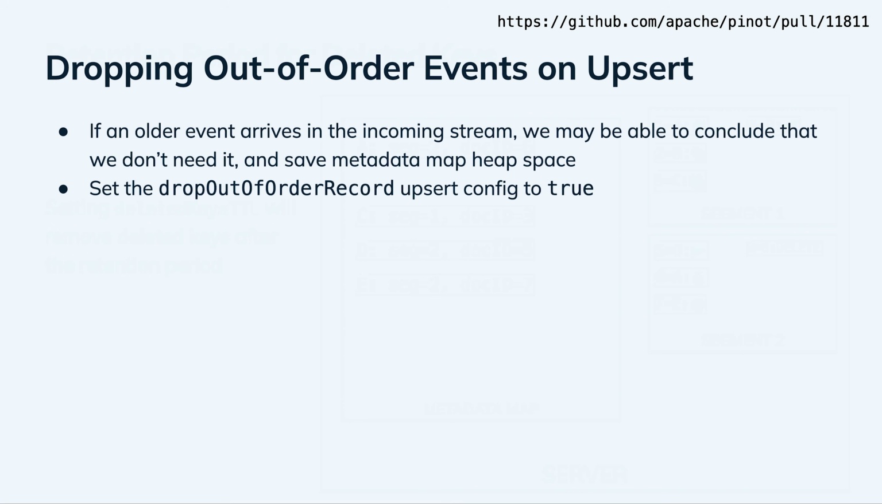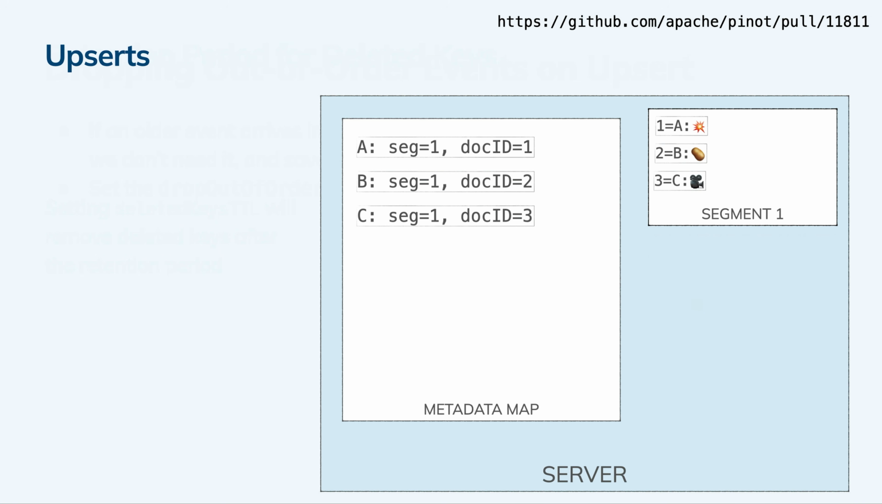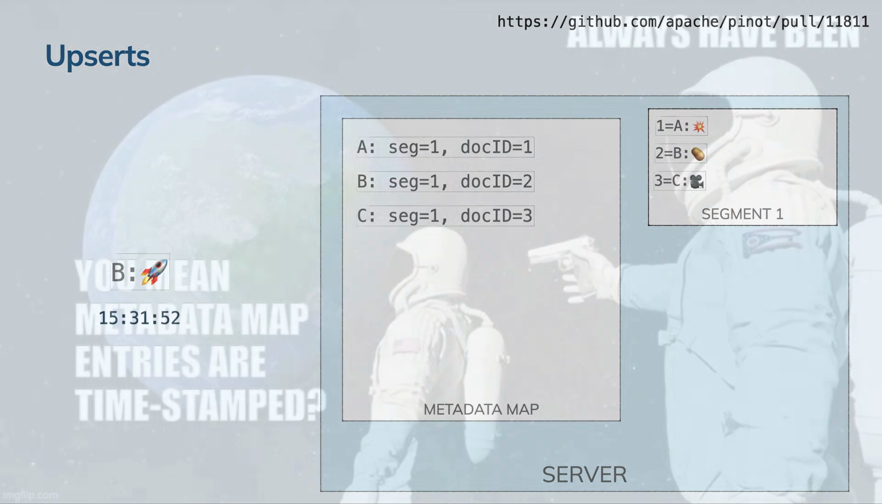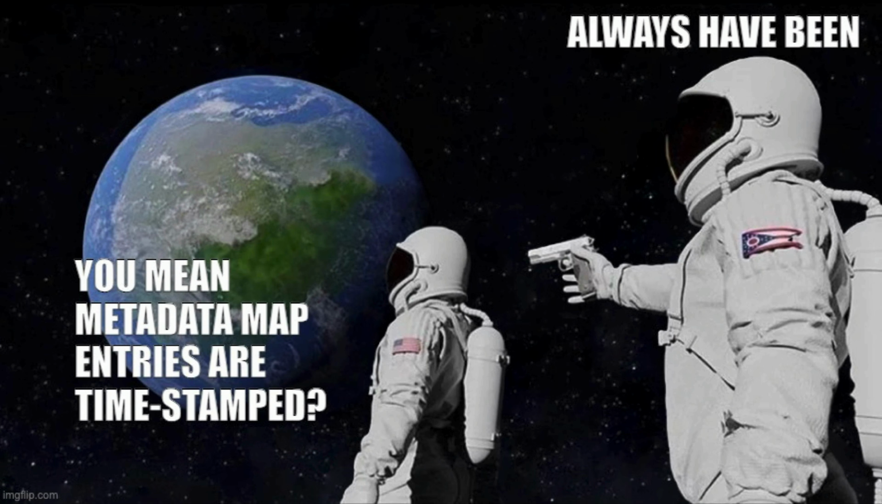All right, so now I've got the option to set the drop out of order records parameter in the table config to make that happen. And let me show you that visually just in case it's not clear. We've got this simple table, these 3 keys, they're in a segment, they're in the metadata map, and B comes in. I've got an Upsert on B, that's great news, let's write it. And notice I've got a timestamp on there. Now, you know what? The entries in the metadata map have always been timestamped. I didn't show them in the animation just because it kind of clutters things up a little bit, but they're always timestamped. It's there, just waiting to help.